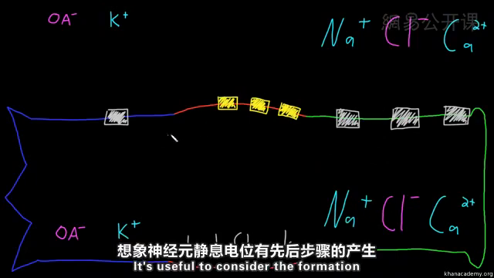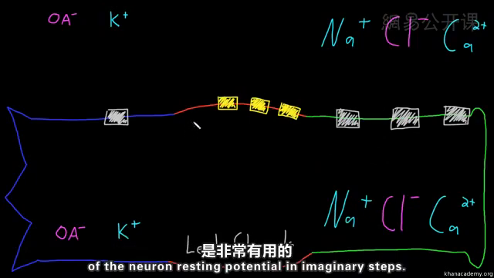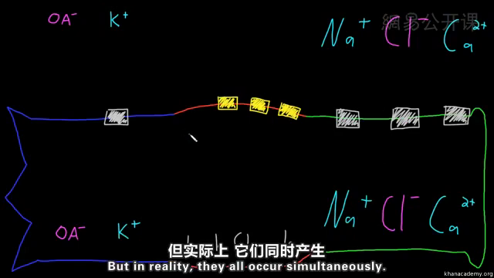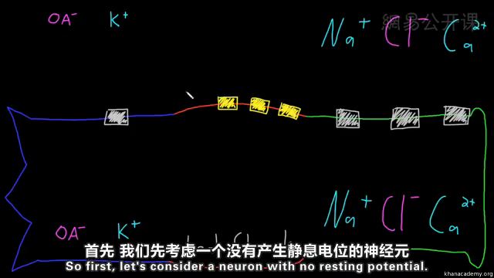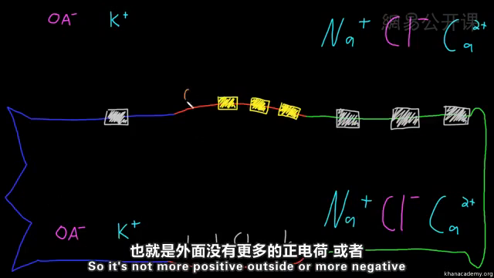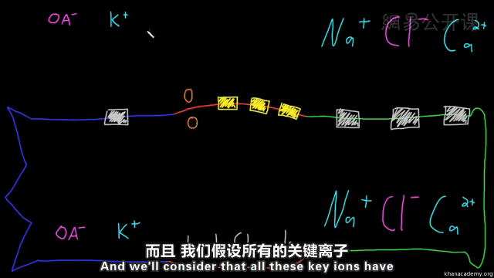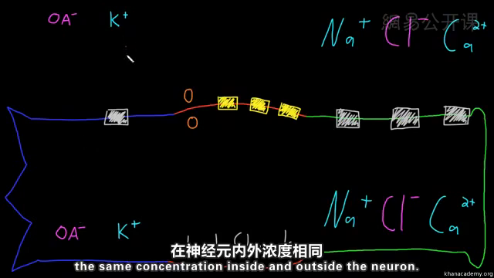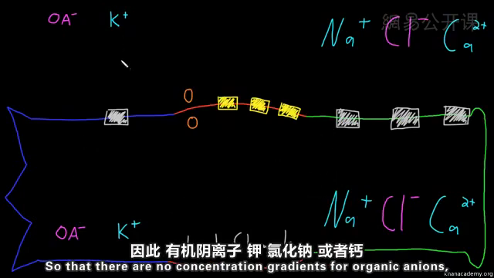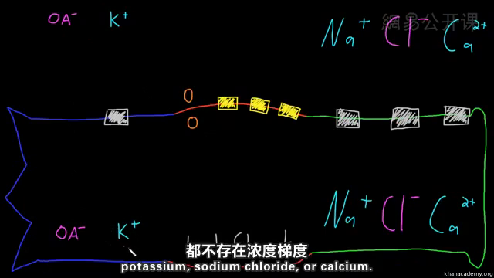It's useful to consider the formation of the neuron resting potential in imaginary steps, but in reality they all occur simultaneously. So first, let's consider a neuron with no resting potential, so it's not more positive outside or more negative inside the membrane, and we'll consider that all these key ions have the same concentration inside and outside the neuron, so that there are no concentration gradients for organic anions, potassium, sodium, chloride, or calcium.